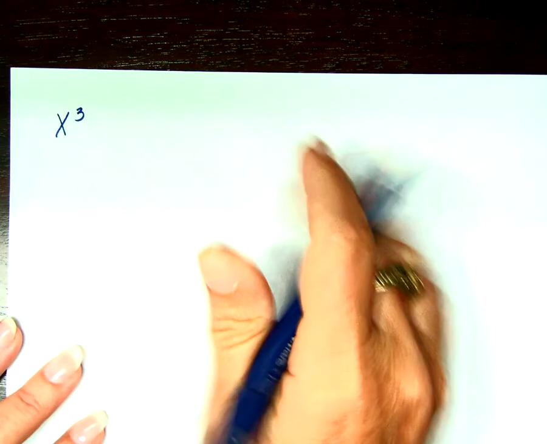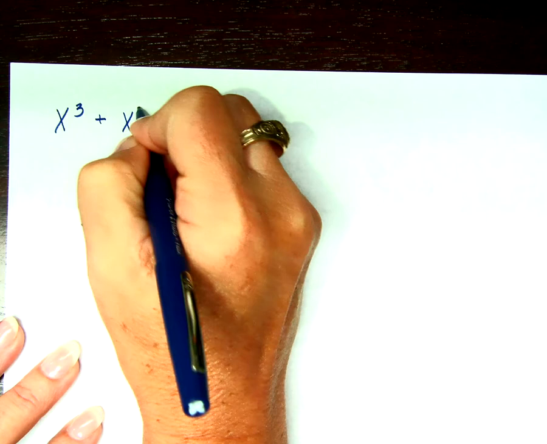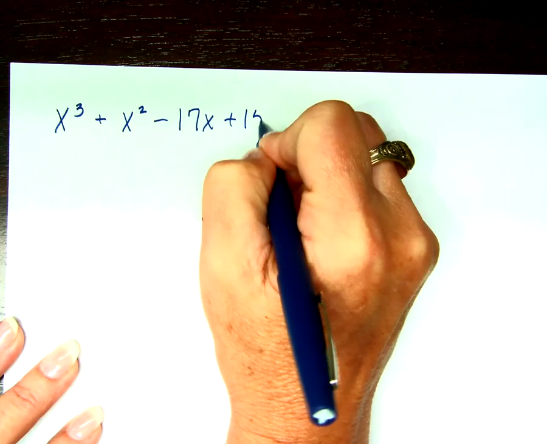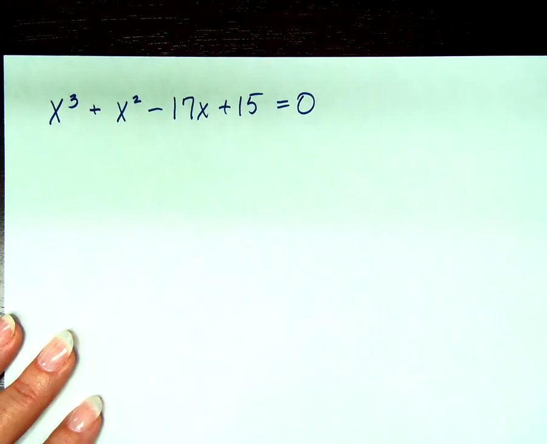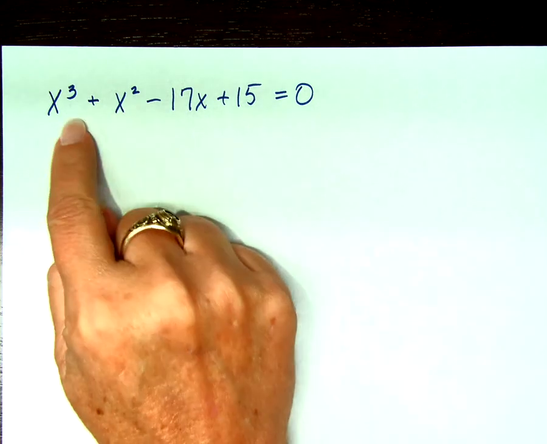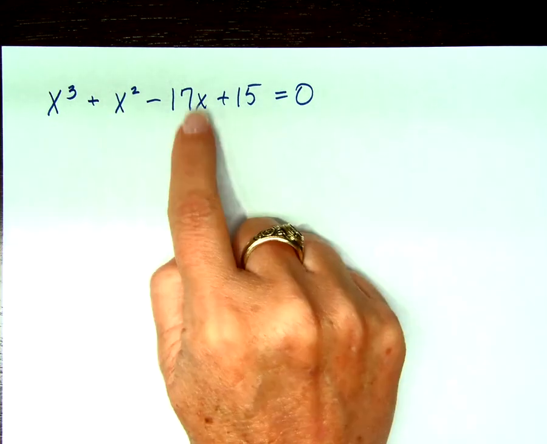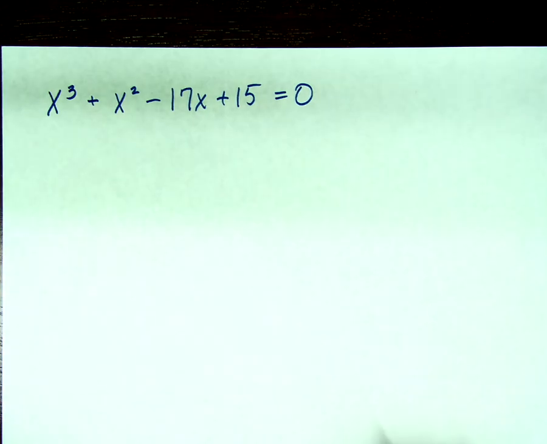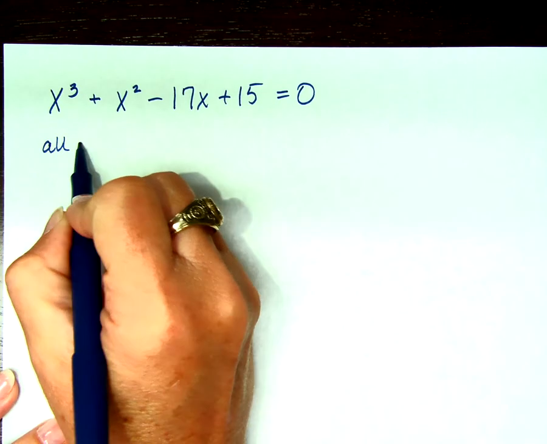x cubed plus x squared minus 17x plus 15 equals 0. Our first instinct is grouping, right? Is grouping going to work? You can tell right away it's not going to work, because if I factor out an x squared, I'd get x plus 1. I'm not going to get x plus 1 here, am I? Okay? So I know I need to list all possible zeros.